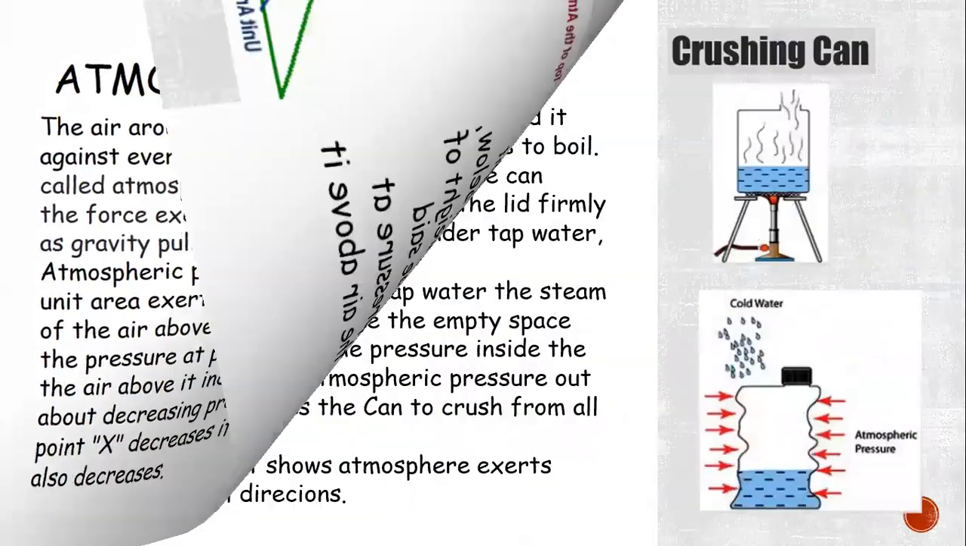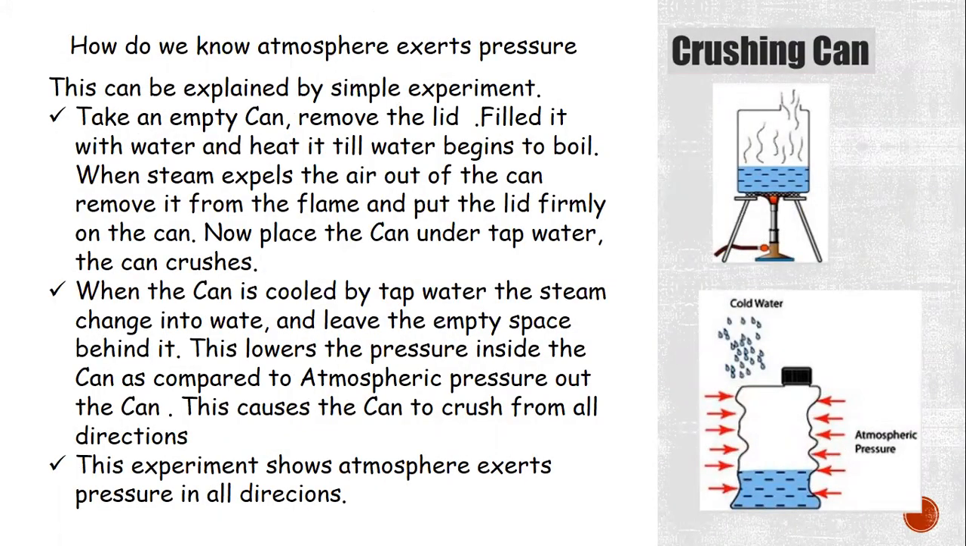And then how do we know the presence of atmospheric pressure? This can be shown by a very simple experiment. This experiment was done by a scientist who took a hemisphere that can be broken up into two parts. He showed that when there is no air inside the hemisphere, horses cannot pull the parts apart, and if there is air, even a human can pull it apart. So he showed that air exerts a pressure on everything it touches.